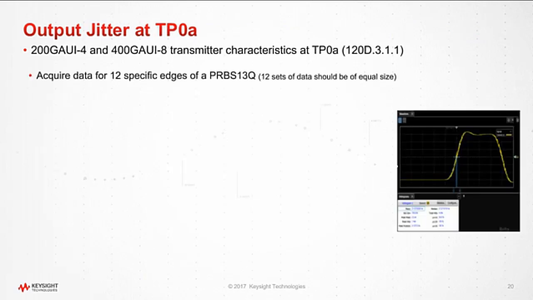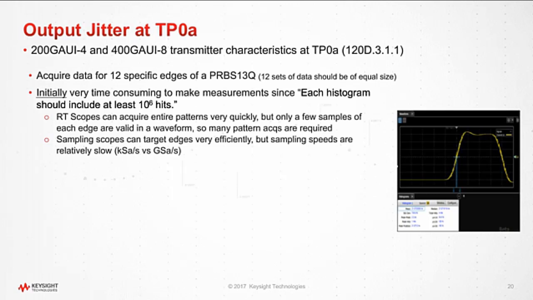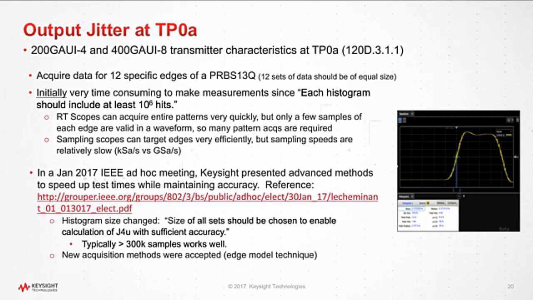The standard specifies which edges you shall measure, and initially it was a very time-consuming measurement to make because the standard specified that each 1% histogram had to have 1 million hits in it. So both real-time scopes, because they had to acquire the entire pattern, and sampling scopes, because they sample relatively slowly, took a long, long time to make this measurement. On the sampling side, it was hours. So early in January, Keysight presented some advanced methods to speed up the test time while maintaining accuracy, and there's a reference that you can go to if you'd like to.